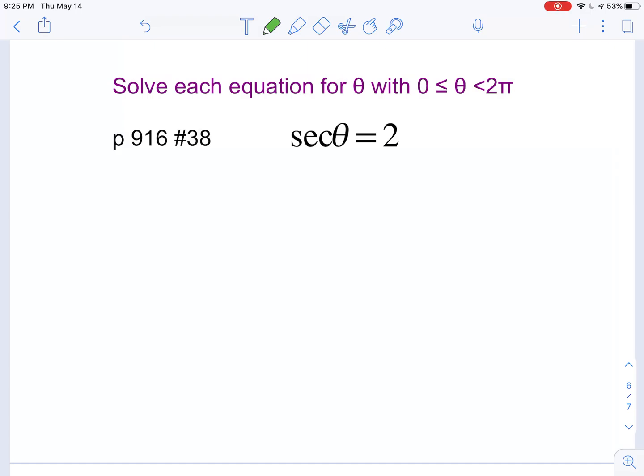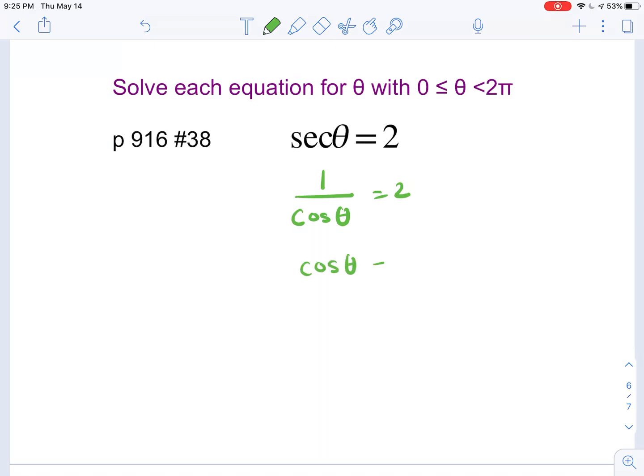That's exactly the same thing we're going to do here because we do not have a secant button on our calculator, nor do we have the inverse secant button on our calculator. So we need to write it in terms of one of the buttons that we have on our calculator. So secant is related to cosine, right? It's 1 over cosine of theta equal to 2.